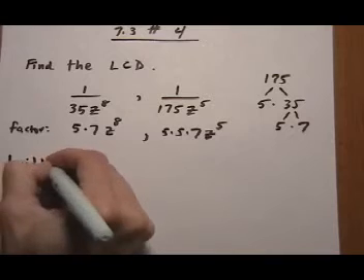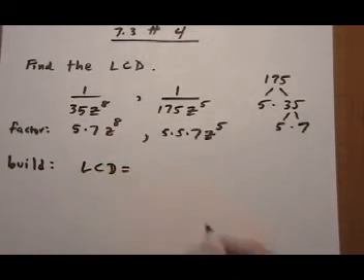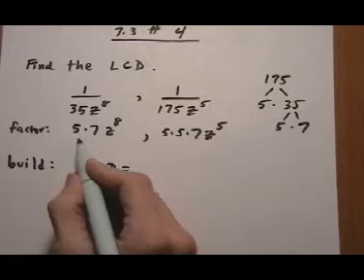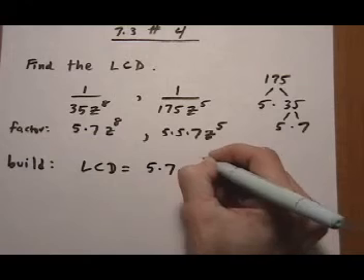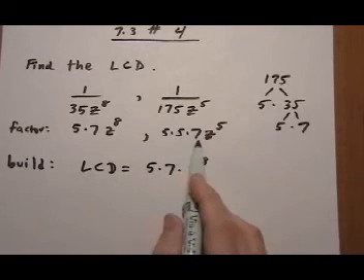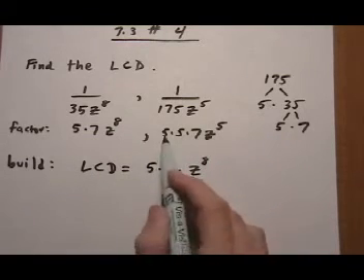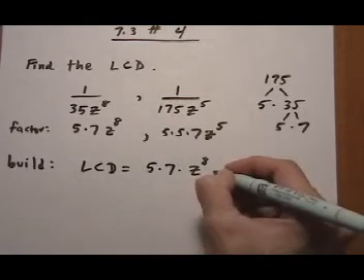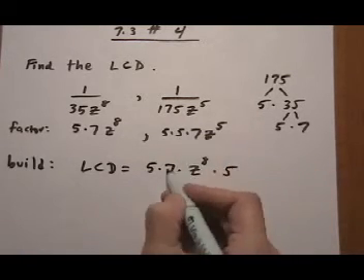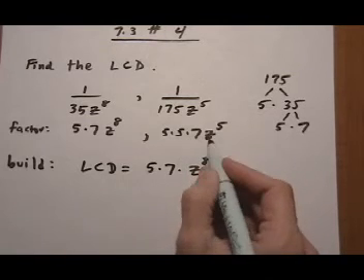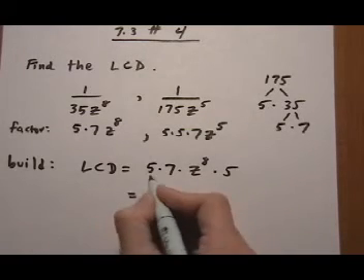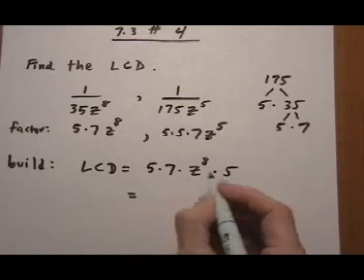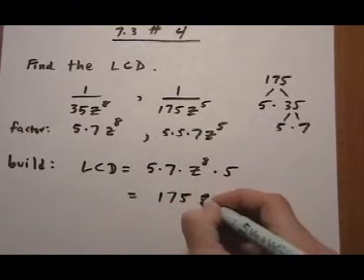And now we build. The LCD equals, take every piece or every factor of the first denominator. 5 times 7 times z to the 8. Now look at the second one and see what's missing. Well, we've got one 5, but we need another 5. There should be two 5s there. We've got the 7. We already have z to the 5th contained in z to the 8th, so we're not going to put another z to the 5th in there. So our answer for the LCD would be 5 times 7 is 35 times 5 is 175, z to the 8.